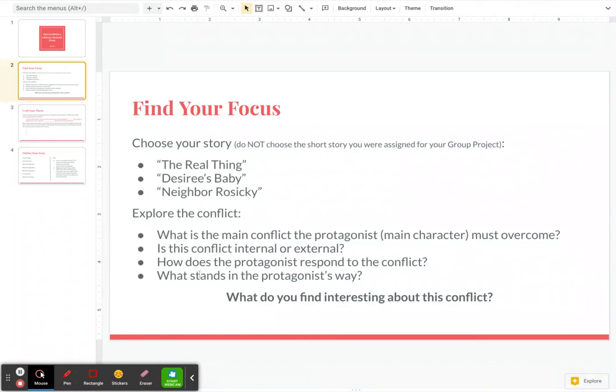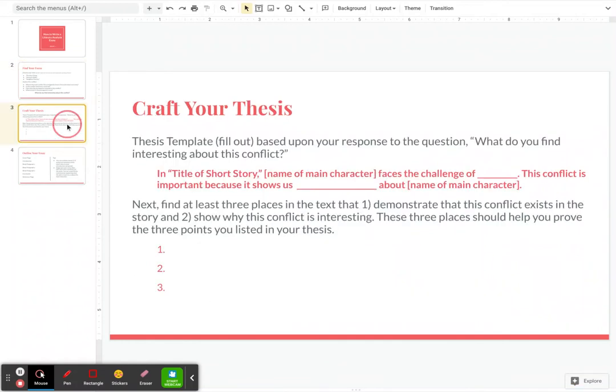So now that you've answered this question of what do you find interesting about this conflict, you can now move on to crafting your thesis statement. So this template right here gives you an example of what a thesis for a literary analysis essay might look like. You can say, in the title of this short story, the main character faces the challenge of blank. This conflict is important because it shows us blank about the main character.